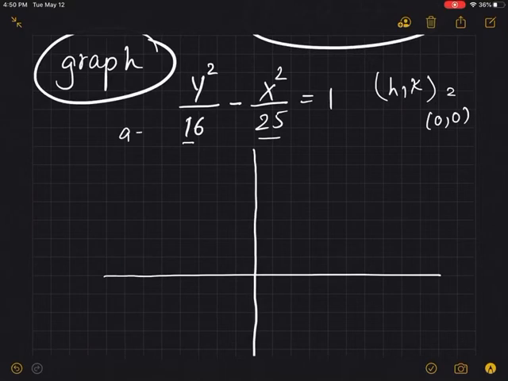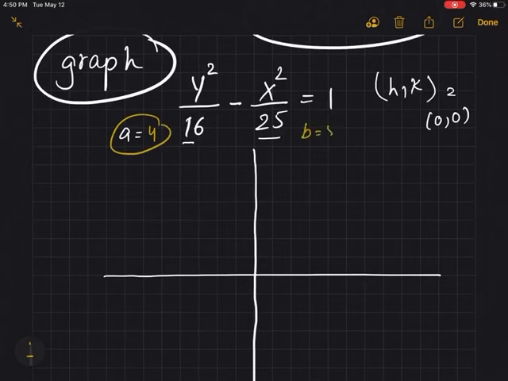So for a, you got to take the square root. So a number is 4, b number is 5. Since 4 goes under y, it means on the y-axis you got to go by 4 units. So let's go by 2's. 2, 4. On this side, -2, -4. So these 2 points are going to be the vertices of this hyperbola, and the hyperbola is going to start from those 2 points, okay?